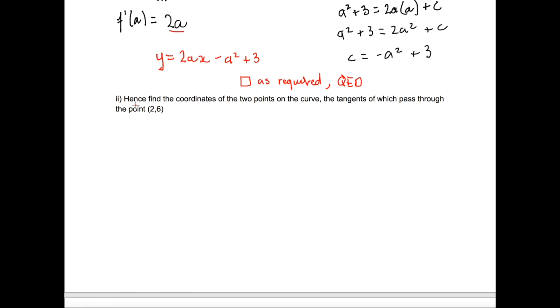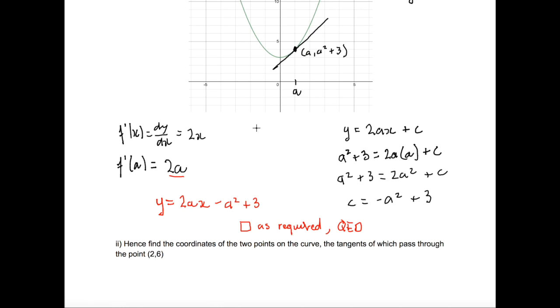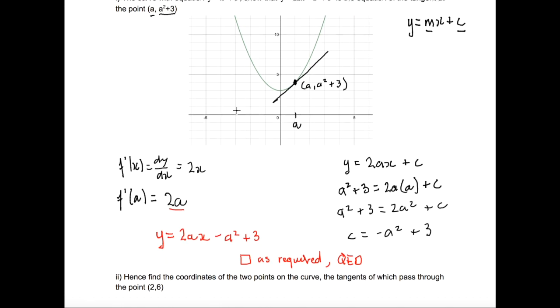All right, so the next question says, hence, find the coordinates of the 2 points on the curve, the tangents of which pass through the point (2, 6). The wording of this question is quite tricky to get our head around conceptually, but let's see if we can do it. So what it's asking for is 2 points on the curve where if I were to draw a tangent at that point, both of those tangents would pass through the point (2, 6).